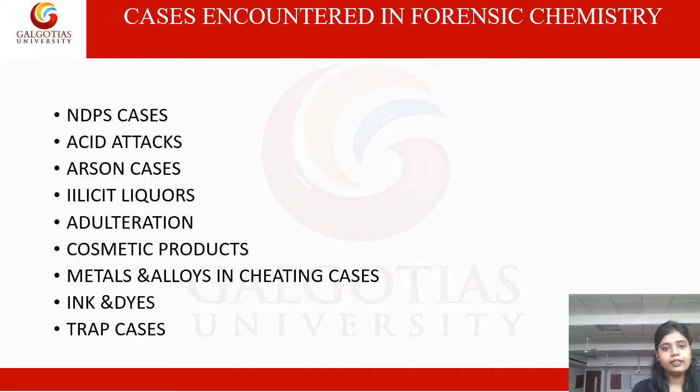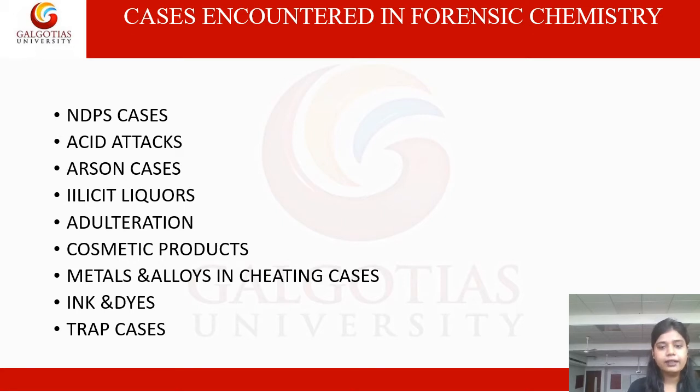Now let's see the different types of cases which are encountered in the forensic chemistry division. Firstly, we have NDPS cases, which are narcotics, drugs and psychotropic substances cases, the most commonly received cases in the chemistry division. Then we have acid attack cases also. We have arson cases, in which there may be cases of fire. Is it an intentional fire or not? This we have to determine.